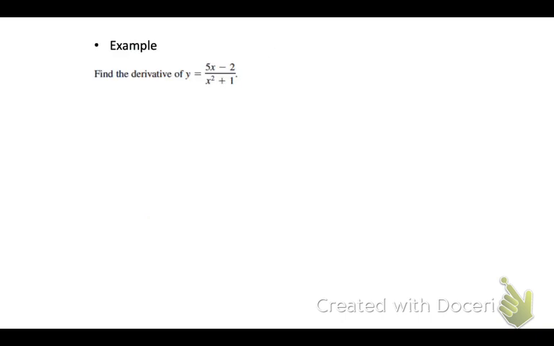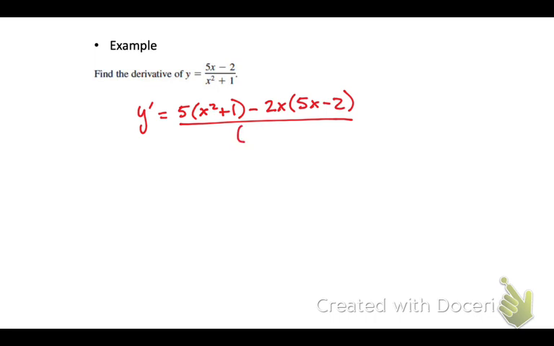Okay, so I'm going to do it again, and you stop me. The derivative of the numerator times the denominator, minus the derivative of the denominator times the numerator, all over the denominator squared.